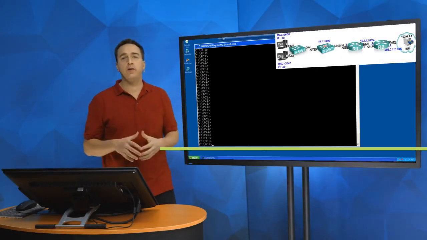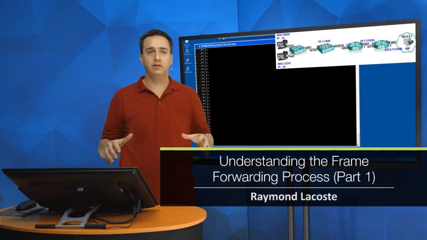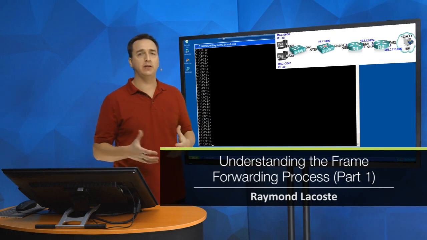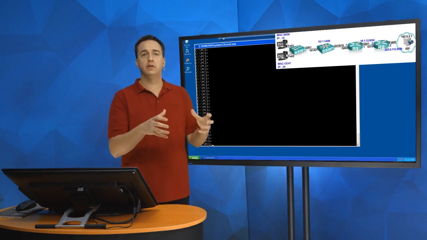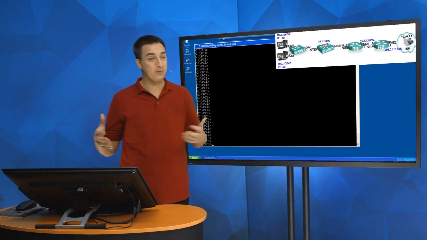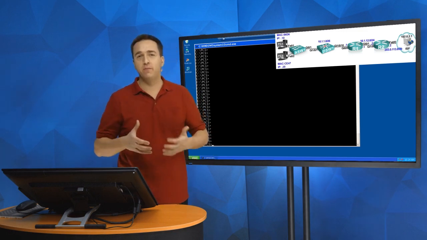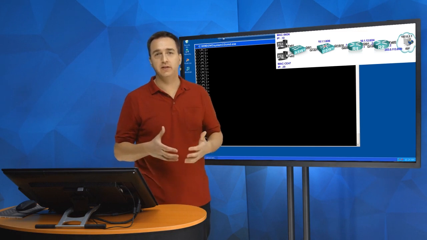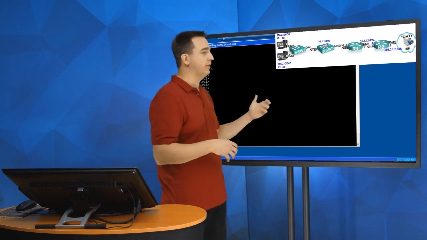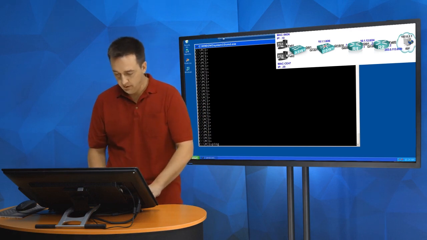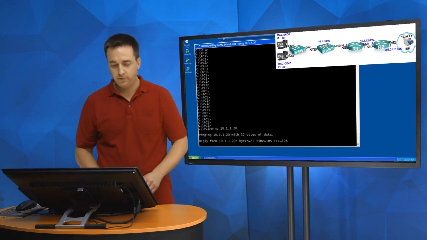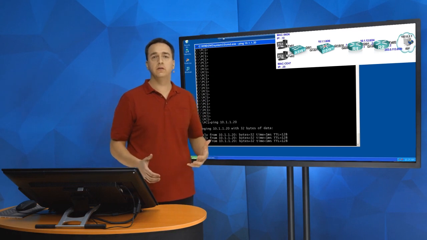The frame forwarding process is critical. What is the frame forwarding process all about? It's all about taking frames and forwarding them to their appropriate destinations. So who does the frame forwarding process? It's our switches. In this example, it's going to be ASW1 and DSW1. So if I send a ping right now to 10.1.1.20, how did this work?